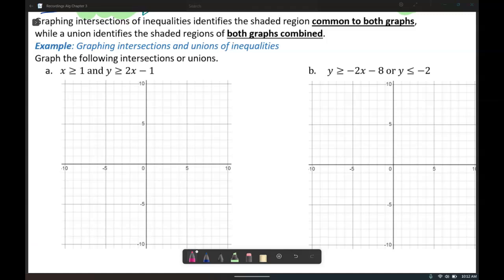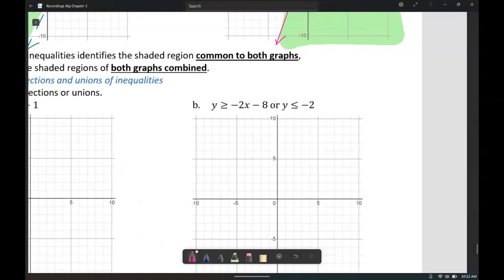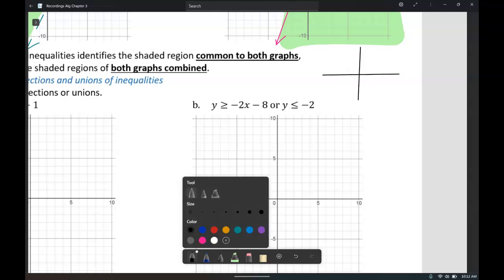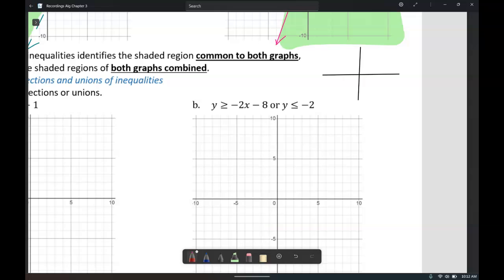Lastly, what we're going to do is graph intersections and unions. So consider a coordinate grid and two inequalities graphed in the same coordinate grid. Let's say we have a line that passes through here, and we have another line that passes through here. When we graph two inequalities on the same coordinate grid, we divide the grid into four regions.